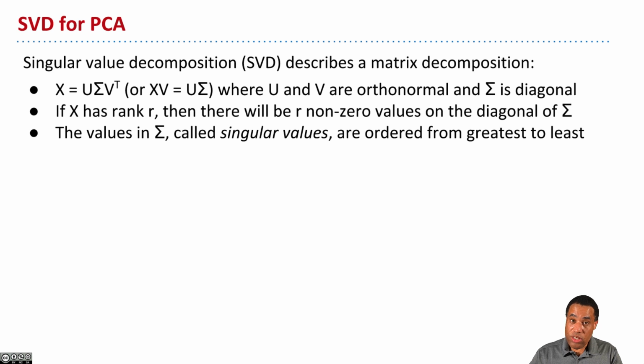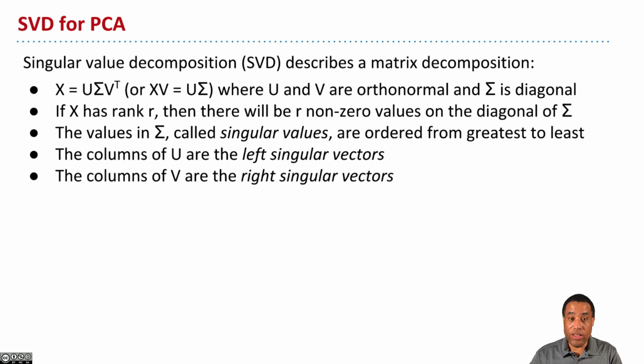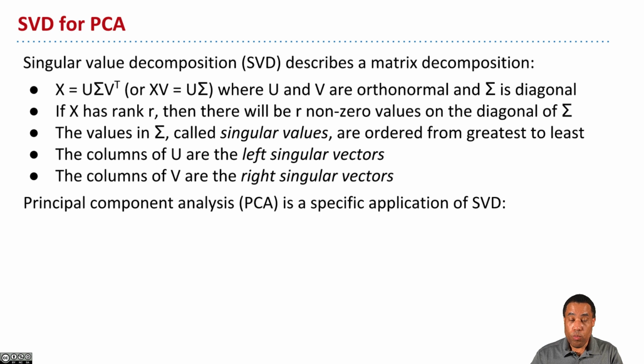The values in sigma, we call those singular values, and they're ordered from greatest to least value. The columns of U are our left singular vectors, and the columns of V are our right singular vectors. And principal components analysis is just a very specific application of singular value decomposition.